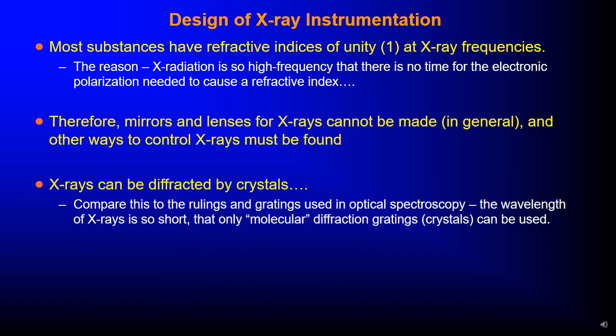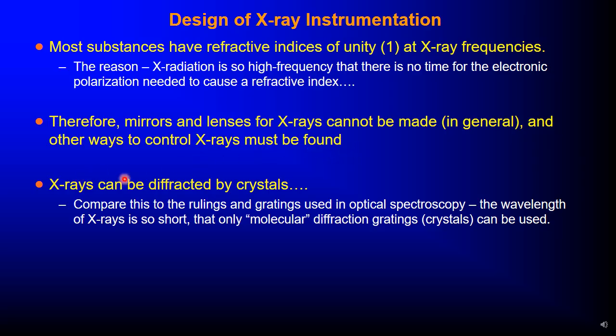Most substances have refractive indices of unity at X-ray frequencies. The reason is X-radiation is of such high frequency that there is no time for the electronic polarization needed to cause a refractive index. Therefore, mirrors and lenses for X-rays cannot be made. It means that we cannot have refraction, and other ways to control X-rays must be found.